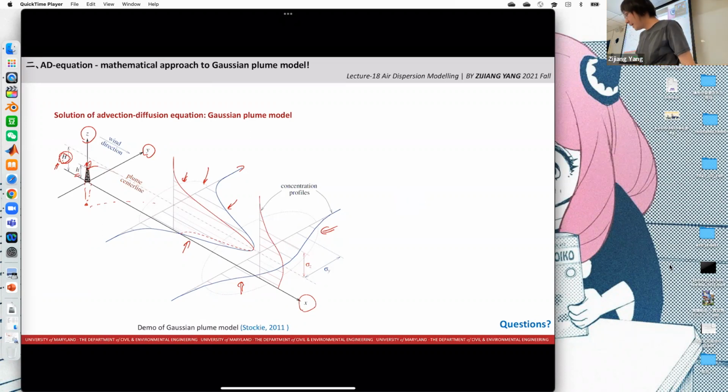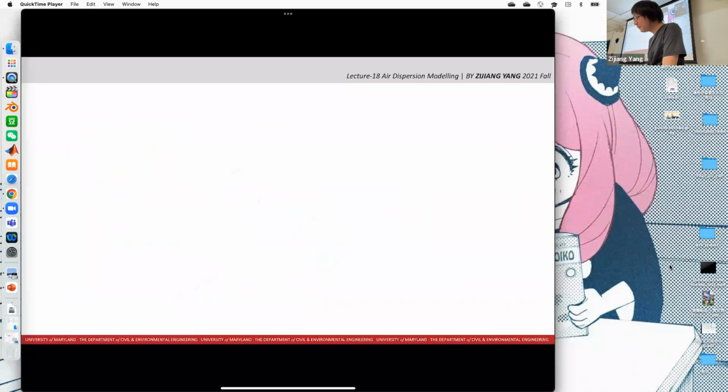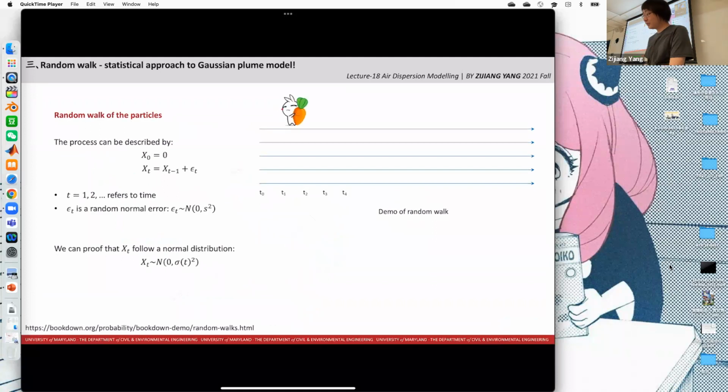So I think when we are talking about this approach, this is fun. Sometimes we may feel something like this because it has a lot of math and this is not quite intuitive. So I'm going to talk about another approach, which is a statistical approach. And this is based on the random walk.